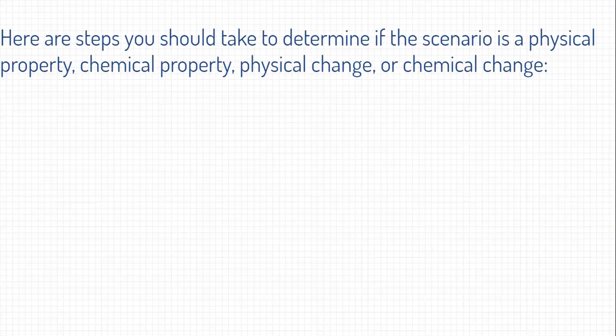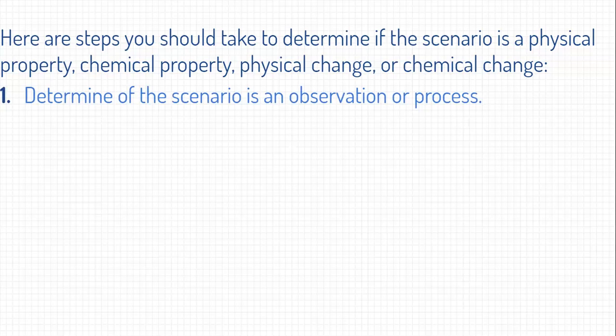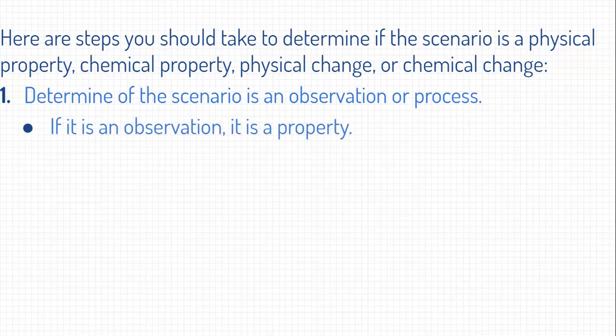Now, here are steps you should take to determine if a scenario is physical property, chemical property, physical change, or chemical change. Number one is you're going to determine if the scenario is an observation or a process. Is that scenario, are you observing something or is something happening? Now, if it's an observation, it's going to be a property. And if it's a process, if something's happening, it's a change.